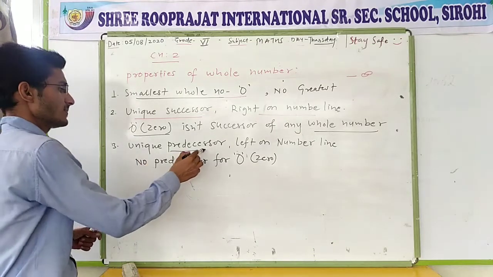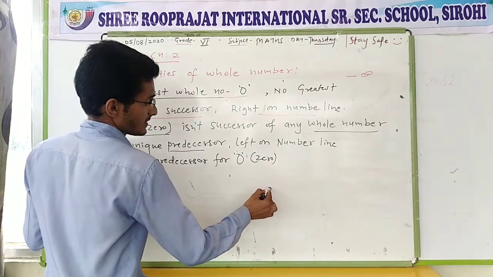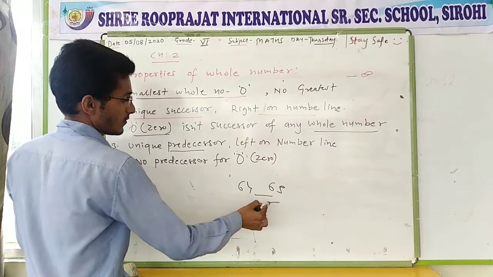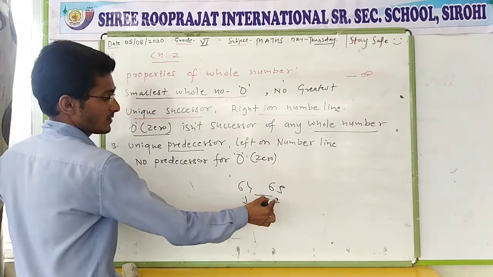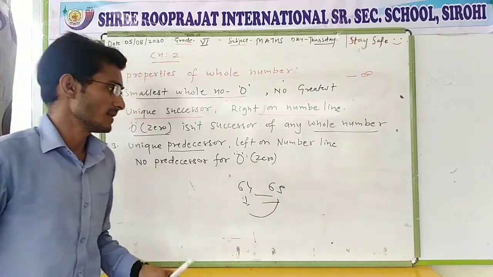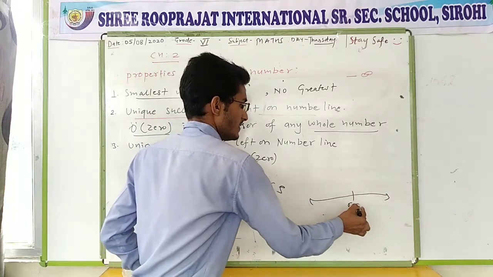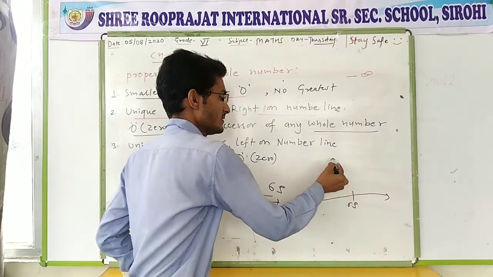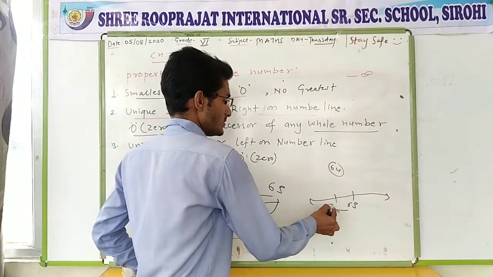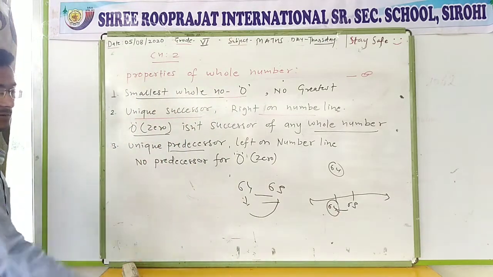Next one, a unique predecessor, same like the unique successor. If we talk about the predecessor, suppose you have a number 65, then the predecessor is 64. Now 64 is a predecessor only for 65, not for any other number. Next one, a left on a number line. Again the same one. If we talk about the given number, and you have to mark 64, the predecessor of the given number, it will be on the left side here. So the predecessor will always be on the left side of the given number.